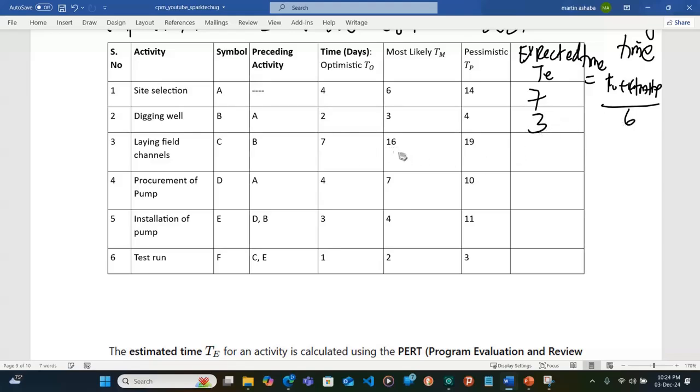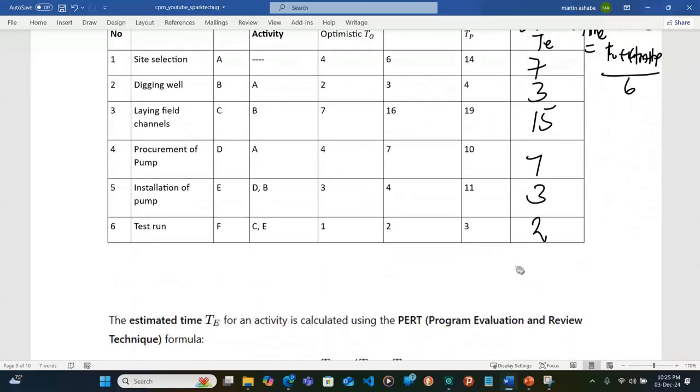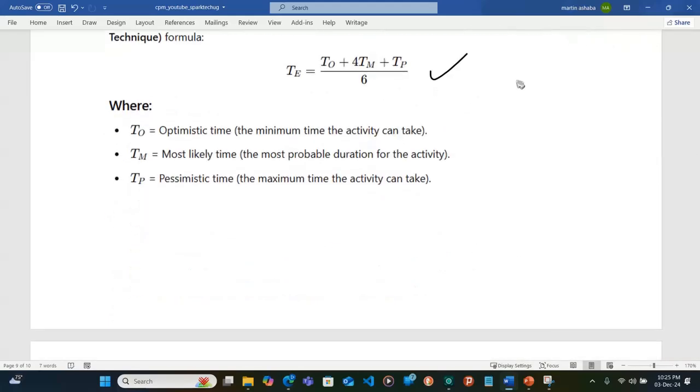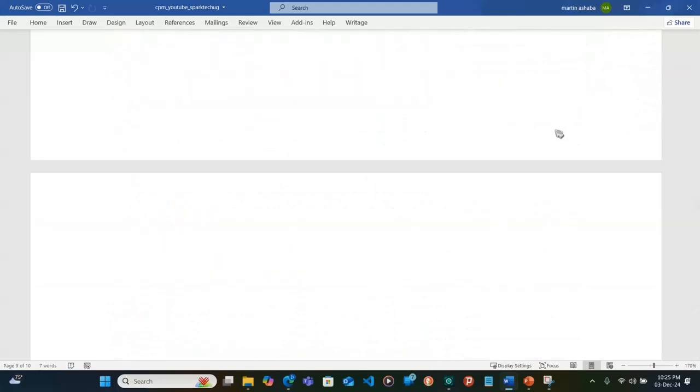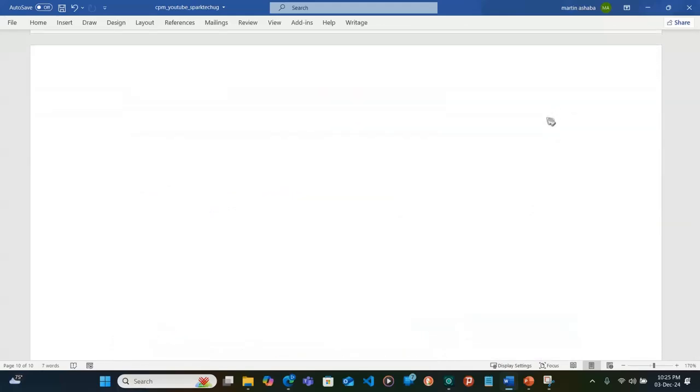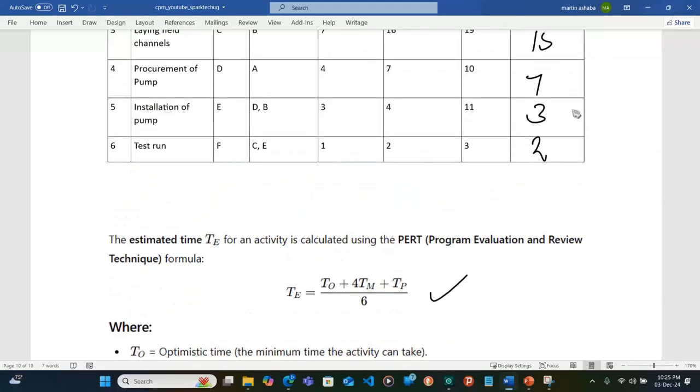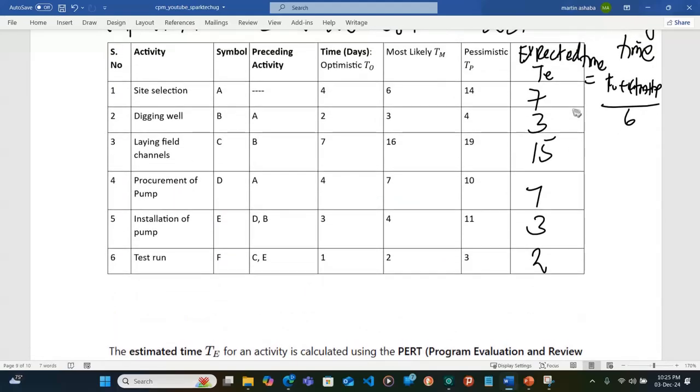Then this is 64. 64 plus this is 70, 71. And 71, this becomes 90. So 90 divided by 6, I'll have 15. So this one also gives me 7, this gives me 3, then 2. So from here, of course, we have used this formula, and we now have the expected time. So we can do the critical path method and then get that.